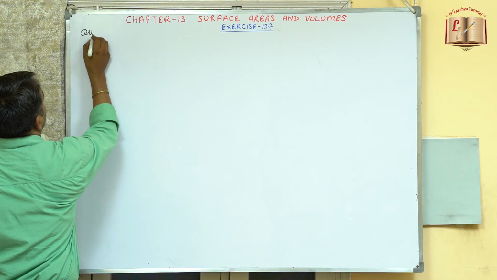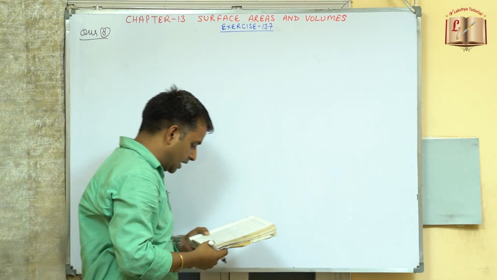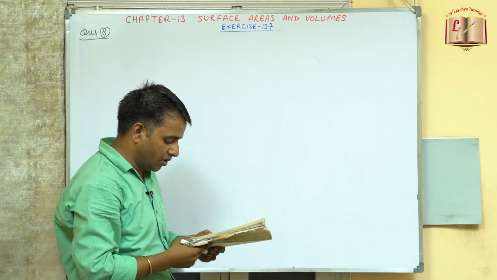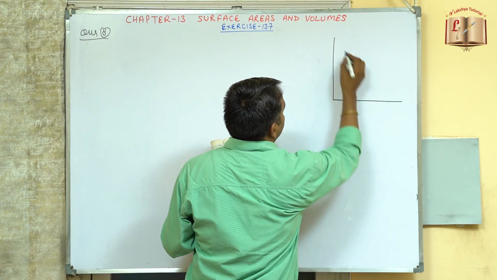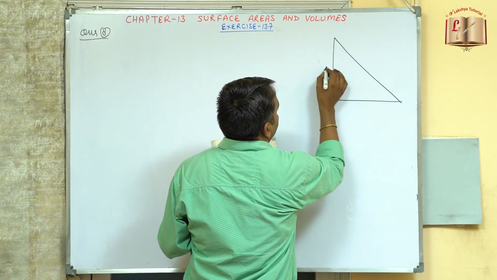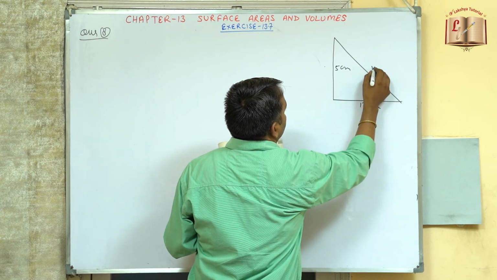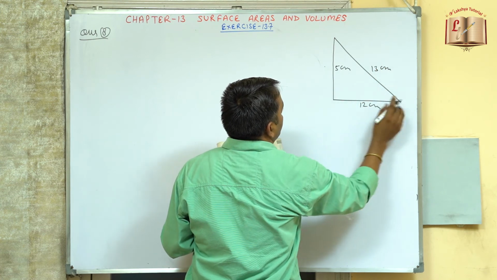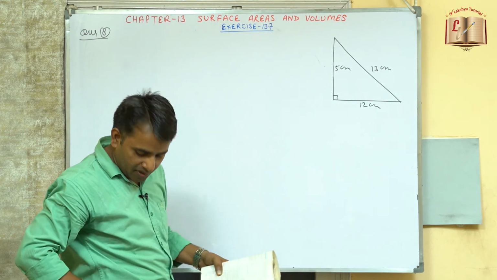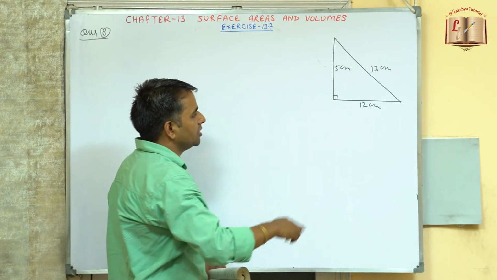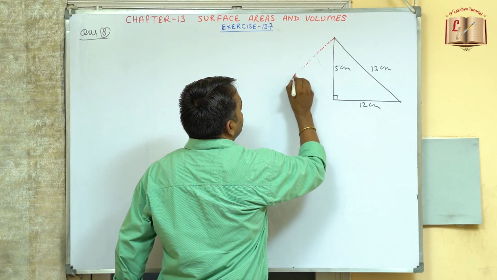Now coming to question number 8. If the triangle ABC in question number 7 is revolved about the side 5 centimeter, now see that it has been changed. Now this is the 5 centimeter side and this is the 12 centimeter, and 13 centimeter will remain the same because the hypotenuse never changes. Now the same triangle is revolved around the 5 centimeter side, so there won't be any change except the changes in the height and radius.